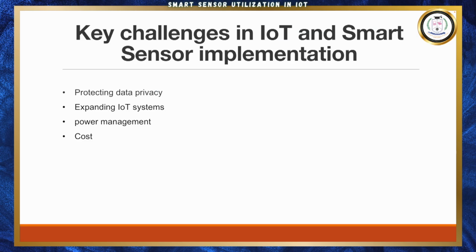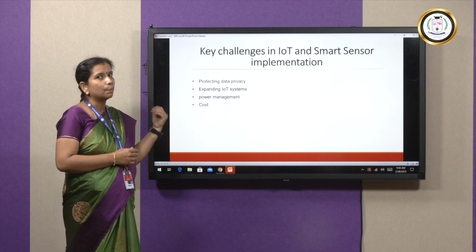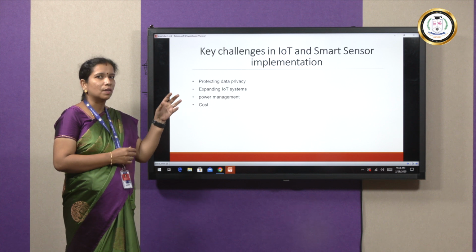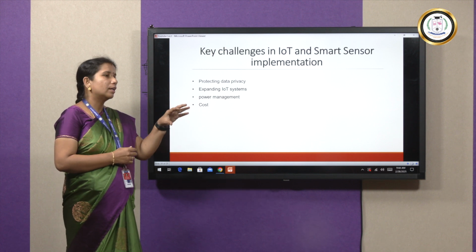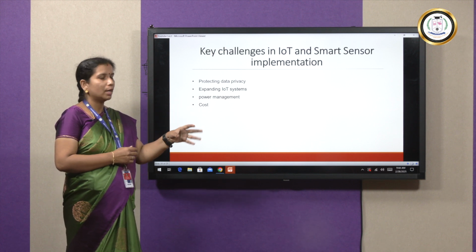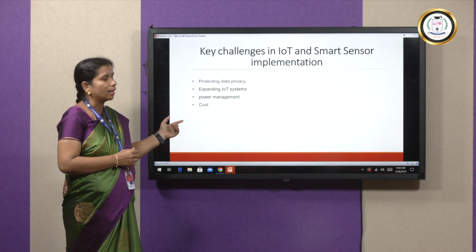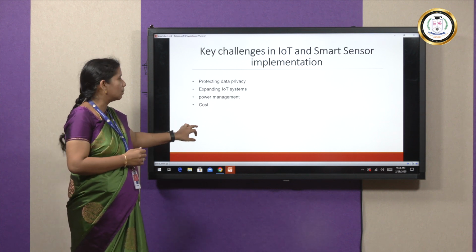Next is power management. If you are installing the sensor in remote places, there should definitely be a proper backup. For example, if you are installing a sensor in a forest area, you definitely need a battery. Only then can we manage the power system. The cost is also very high compared to that of normal sensors.